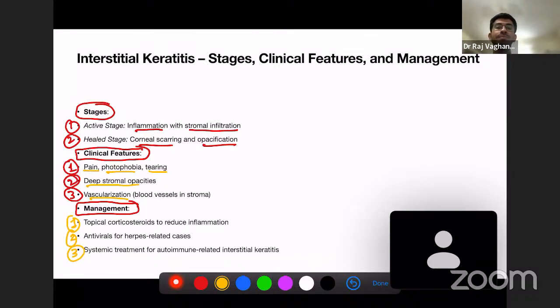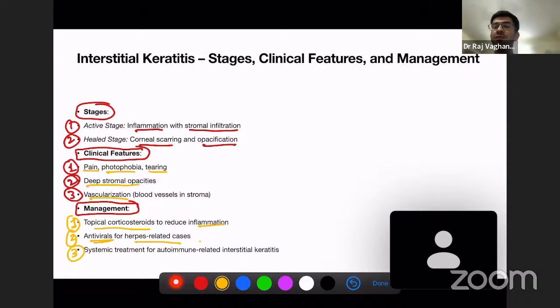You can give topical corticosteroids to reduce the inflammation, and you can give antivirals for herpes-related cases. If your interstitial keratitis is due to any virus, you can give antivirals, and systemic treatment for autoimmune-related interstitial keratitis. If it is autoimmune related, then you have to give systemic drugs like systemic corticosteroids.